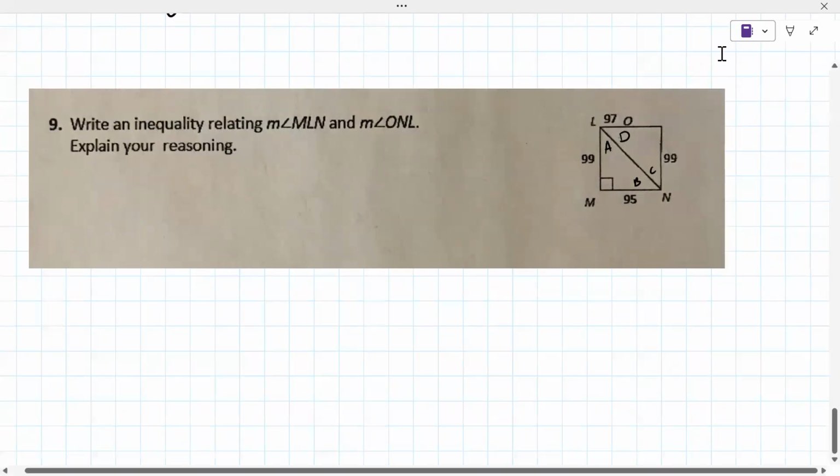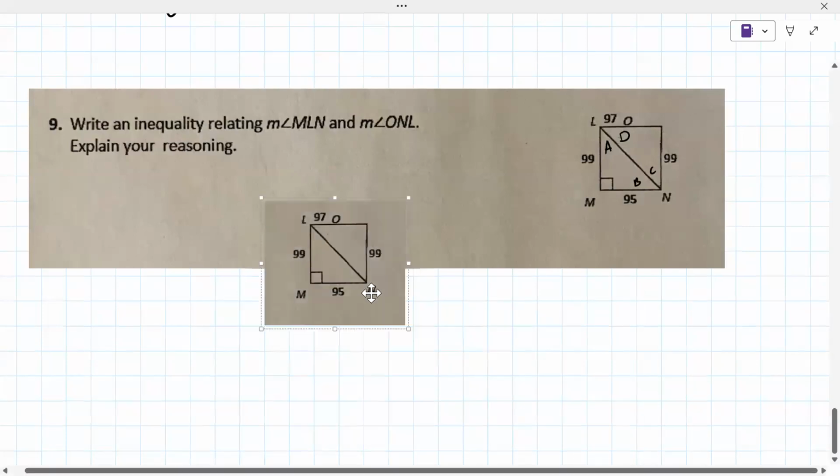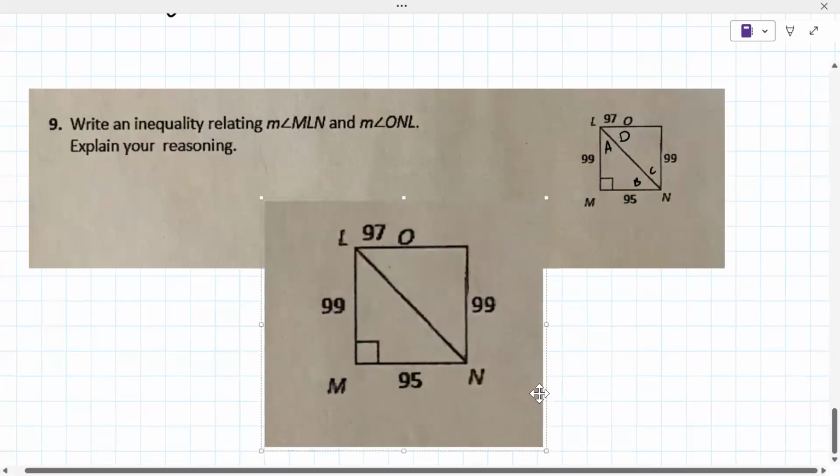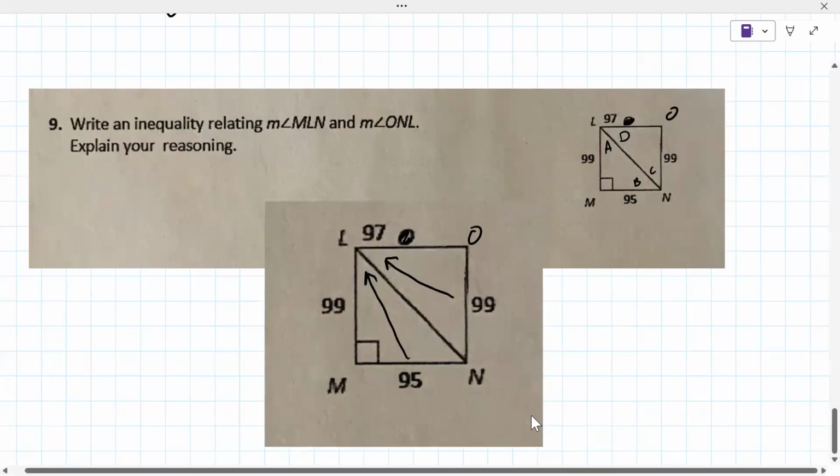Okay. So and then how about OLN? D. Actually, that's not fair to you. The O is supposed to be there. Yeah, it is D. Okay. So which is bigger, the 99 or the 95? The 99. Right.